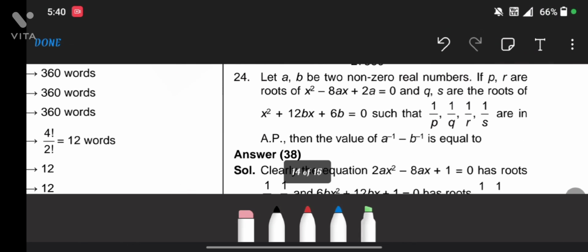So in the 24th question they have given that let a and b be two non-zero real numbers. If p and r are roots of x square minus 8ax plus 2a is equal to 0, and q and s are the roots of x square plus 12bx plus 6b is equal to 0, such that 1 by p, 1 by q, 1 by r and 1 by s are in AP, then the value of 1 by a minus 1 by b is equal to.